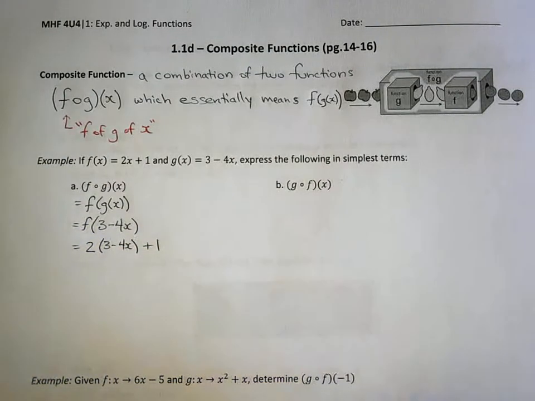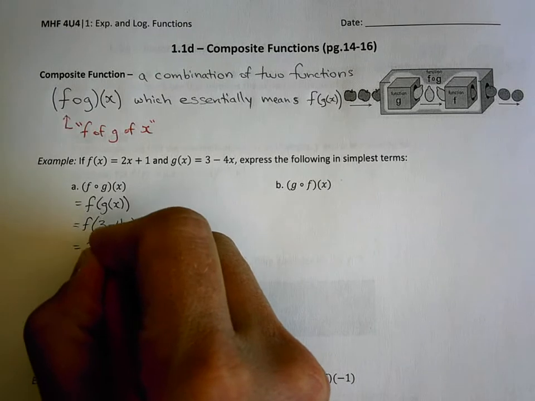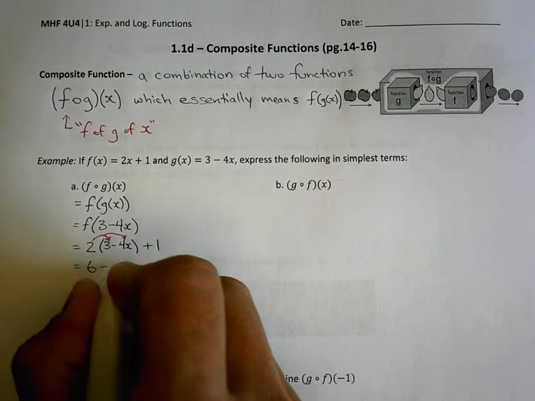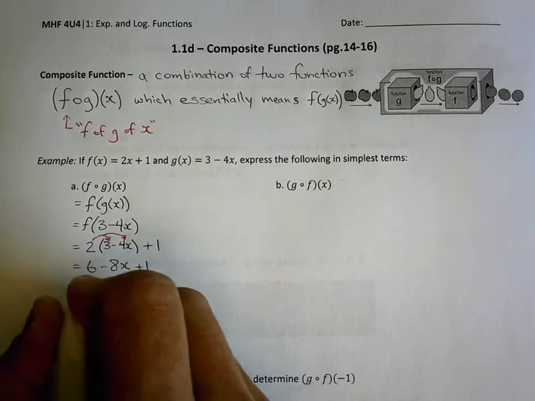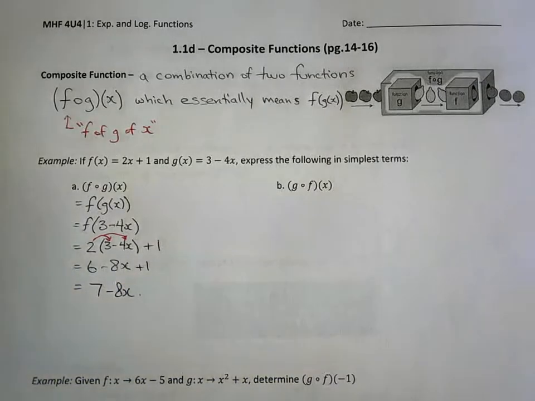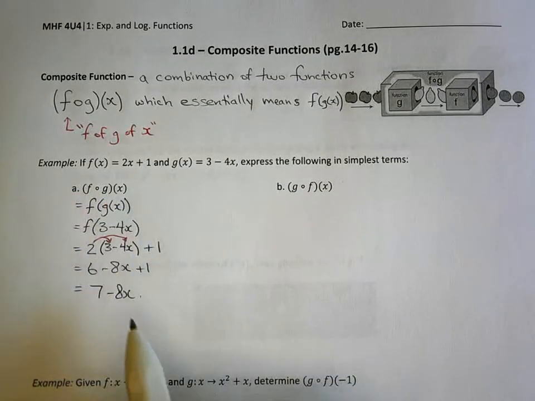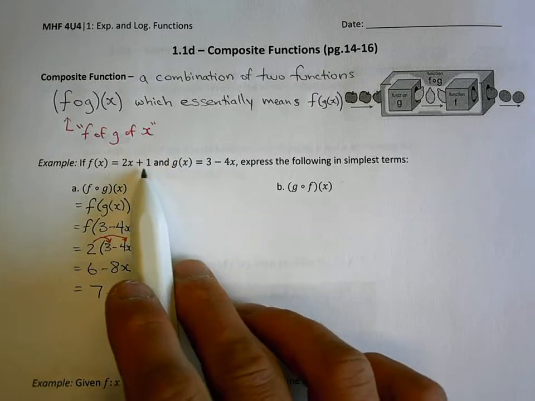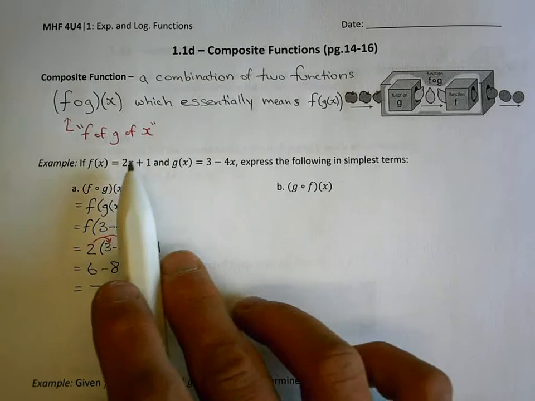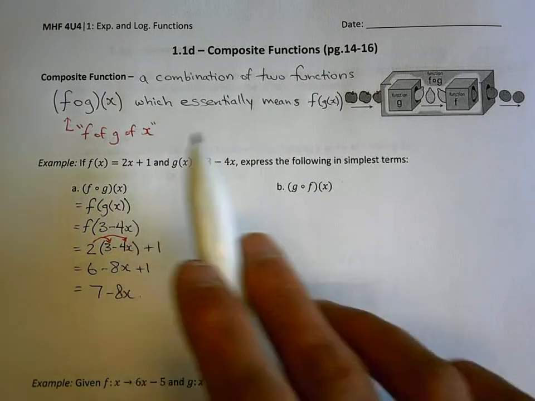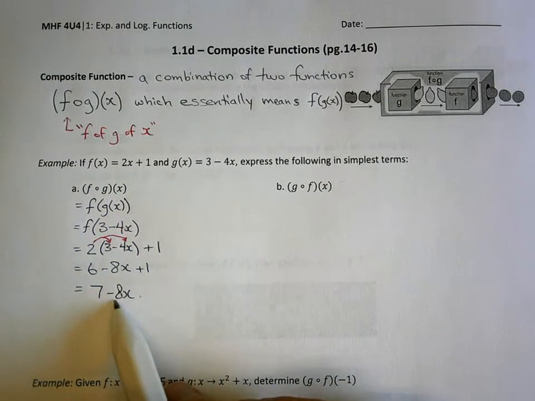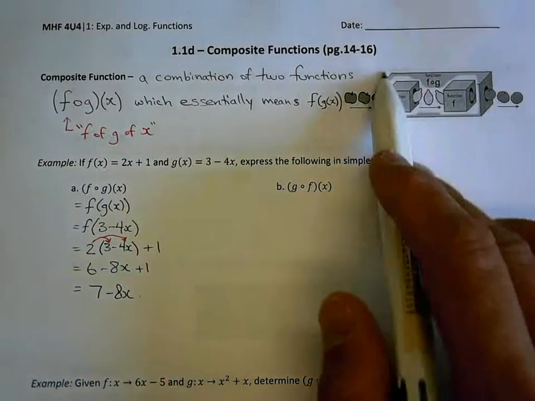Well, now this is just a math problem. I have to apply the distributive property. So I have 2 times 3, so that's 6 minus 8x plus 1. So I get 7 minus 8x. And that's it. That is f of g at x. So I've combined these two. Remember, I could go through this function, then this function. Or if I want to just go from x to my final value, I would just use this. This is the idea of this whole box.